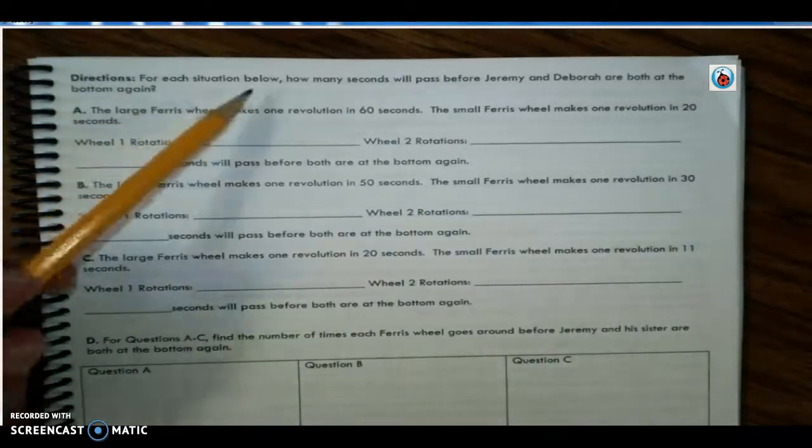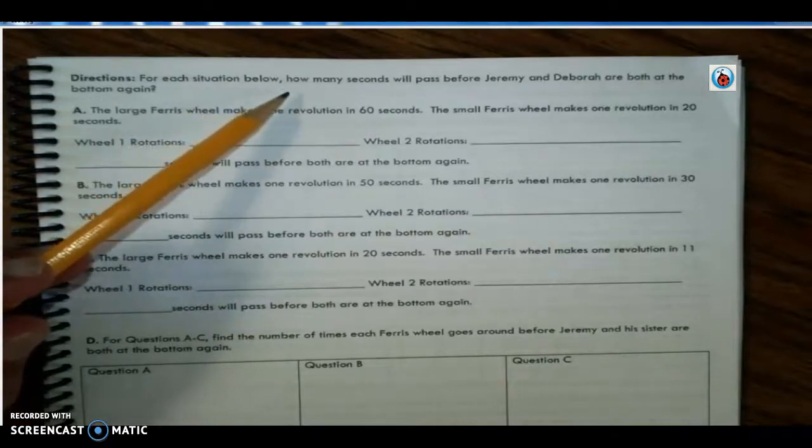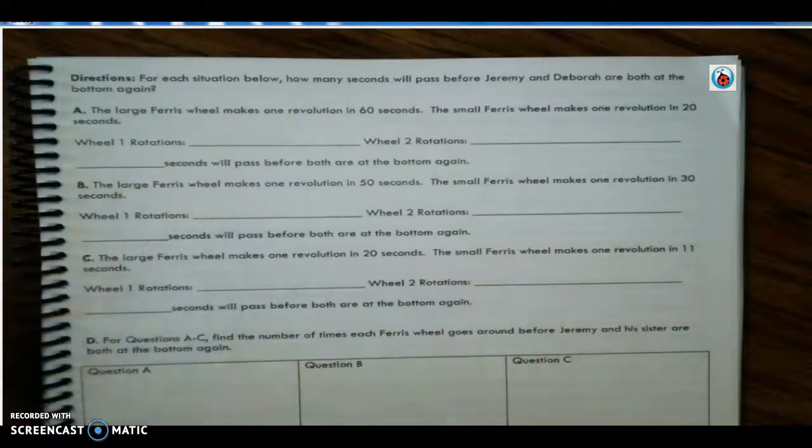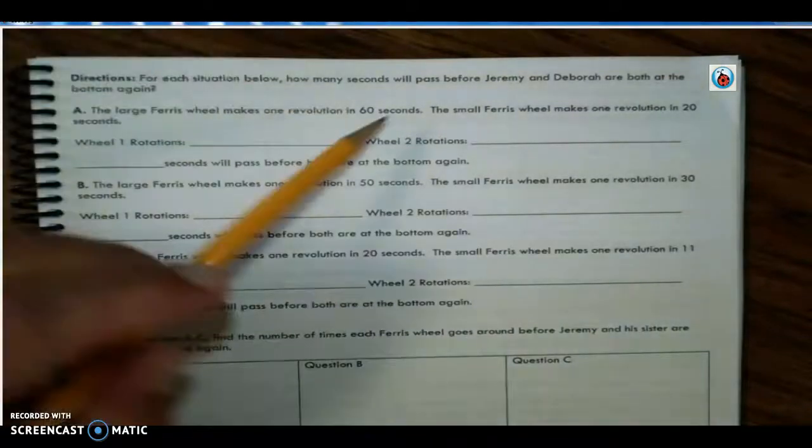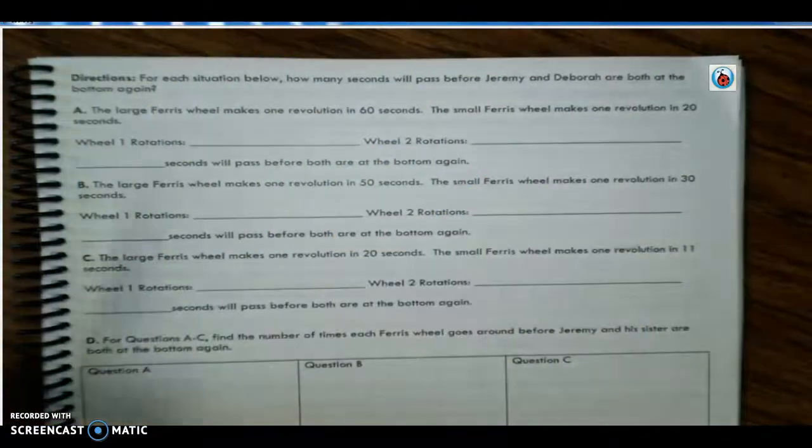It says, for each situation below, how many seconds will pass before Jeremy and Deborah are both at the bottom again? So we're back to the Ferris wheels. So imagine those two things that spin around. You guys know what Ferris wheels are, right? They have them at Disneyland and at Knott's Berry Farm. It's a ride that goes up and around in circles. The large Ferris wheel goes around in 60 seconds and the small Ferris wheel goes around in 20.